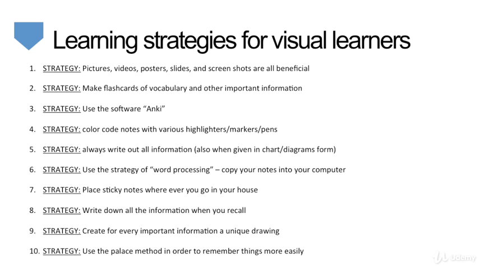Then strategy number 2 is to make flashcards of vocabulary and other important information. Now, when I moved to the People's Republic of China, when I moved to Beijing, I basically had hundreds and hundreds of vocabulary flashcards. And on one side, I had, for instance, the Chinese letter. And then on the other side, I had the English translation of it. So for instance, what I did is every single day, I had 10 to 20 flashcards that I wanted to learn. I wanted to remember these Chinese letters.